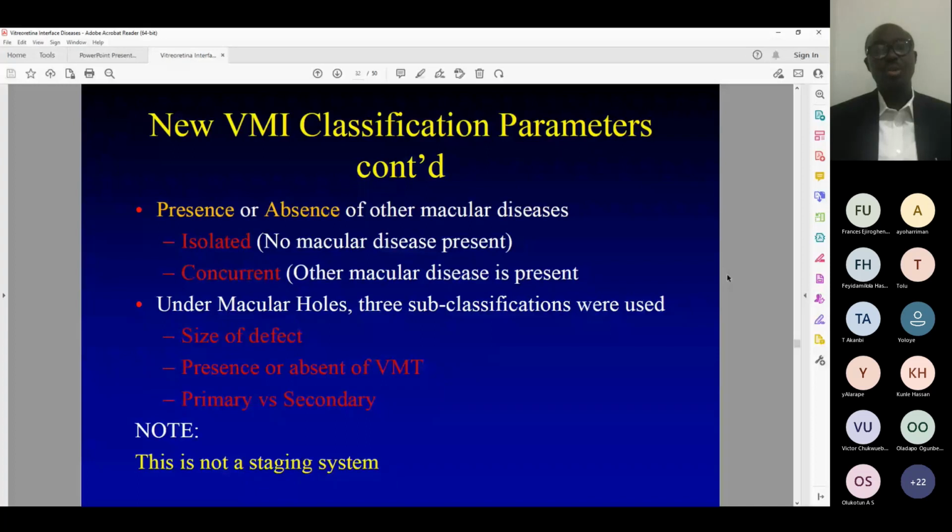So the second subclassification looked at the presence or absence of other macular diseases. In this context, the disorder you're looking at is isolated when there's no macular disease present. It's concurrent when there's other macular disease present. Then under macular hole, like we mentioned, 3 subclassifications were used. It looked at size of the defect, presence or absence of VMT, and whether it's primary or secondary. And take note, this is not a staging system. This is not like the GASS, it's not staging, it's descriptive and reproducible. Should we look at the next one?